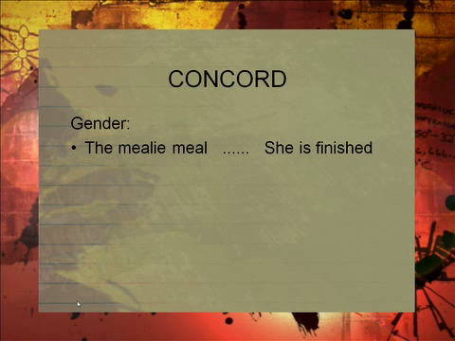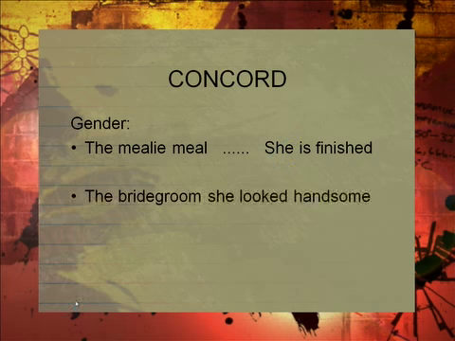This is an example of incorrect concord. You've been talking about Millie meal and you say the Millie meal, she is finished. We do not use she for Millie meal. We will say something about the Millie meal and then we will say it. The bridegroom, she looked handsome.